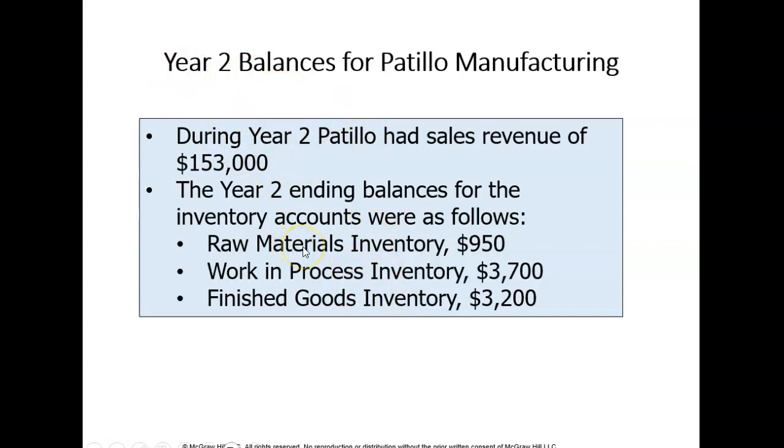Then at the end of year two, we had these balances in our inventory accounts. Raw materials inventory balance was $950. Work in process inventory balance $3,700. Finished goods inventory balance $3,200. So once again, write down these numbers or pause the video to get this information, but we need to prepare what's called your schedule of cost of goods manufactured.